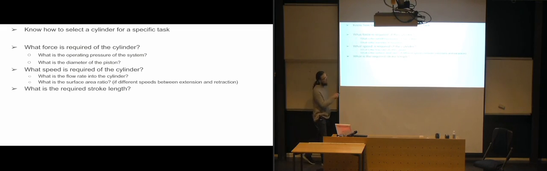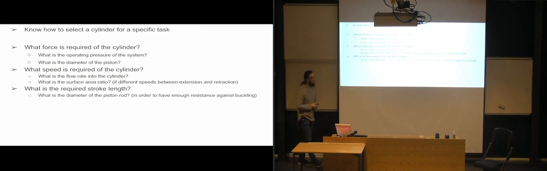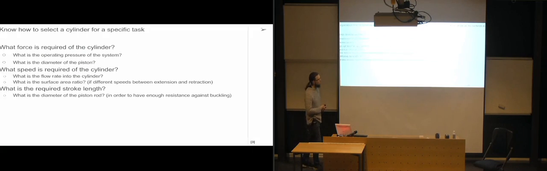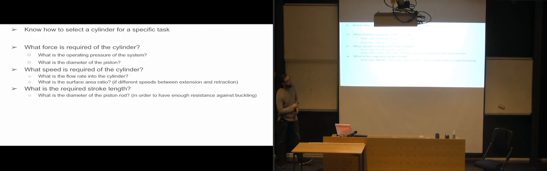You're also going to have to look at what is the required stroke length. So how far does the cylinder need to extend itself in order to perform the task it's supposed to perform. And then you need to think about the diameter of the piston rod so that you have enough resistance against buckling, so that it's not going to buckle. Basically, if it starts buckling when you're using it, you're going to bend it out of shape and you're not going to be able to use the cylinder anymore afterwards. So that's the summary of what you need to think about when you're selecting a cylinder for your design.